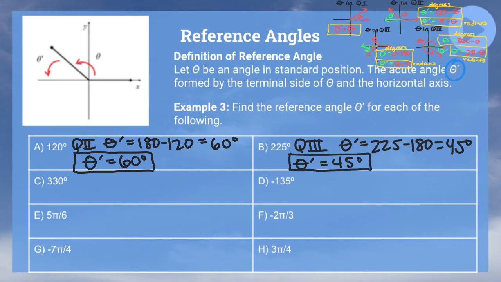And then we have 330 degrees, which falls in quadrant 4. And the formula for that is theta prime equals 360 minus 330, which is 30 degrees. So theta prime is 30 degrees.